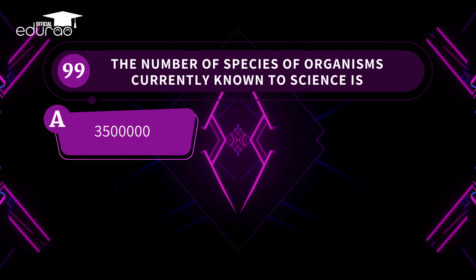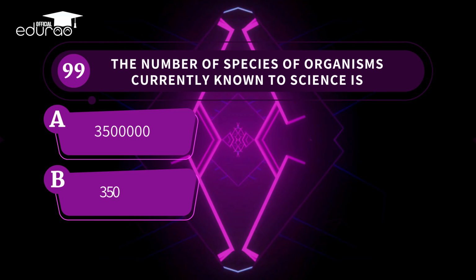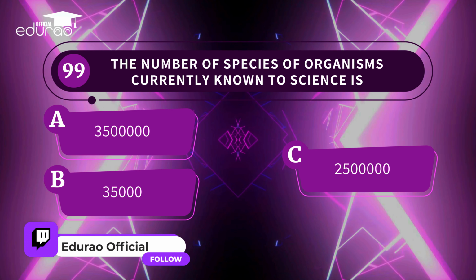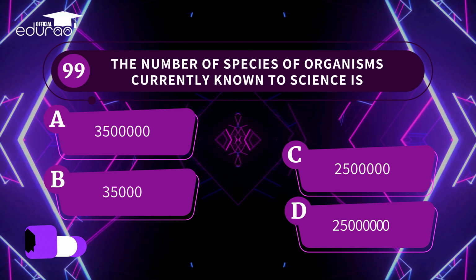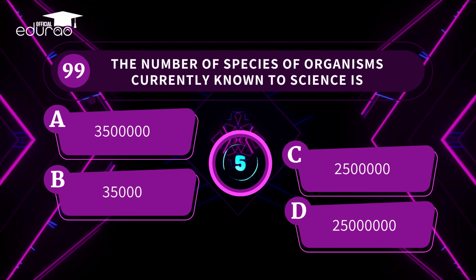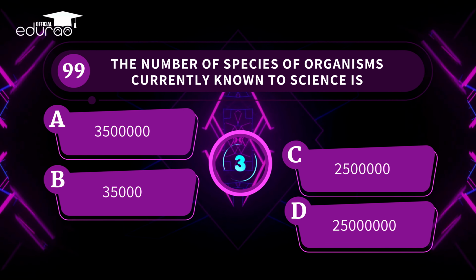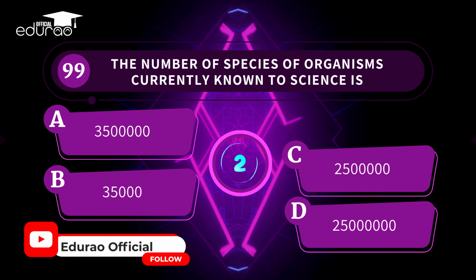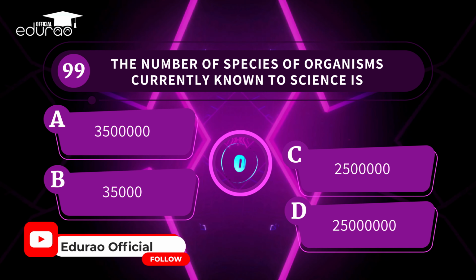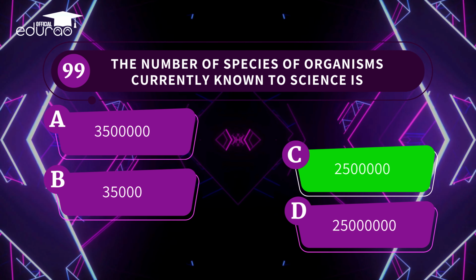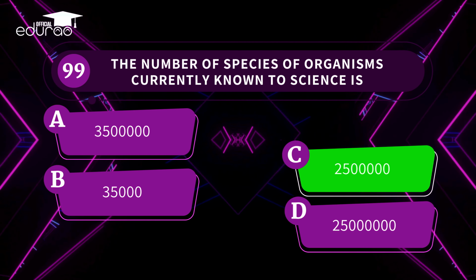Question 99. The number of species of organisms currently known to science is A. 3,500,000, B. 35,000, C. 2,500,000, D. 250,000. You've hit the right one. Correct answer is 2,500,000.